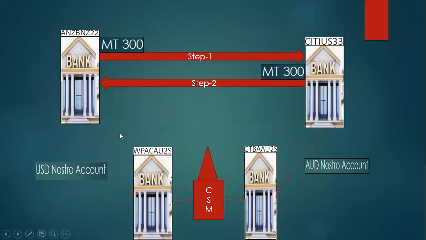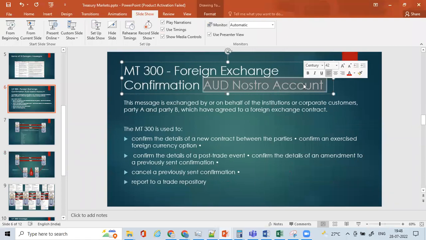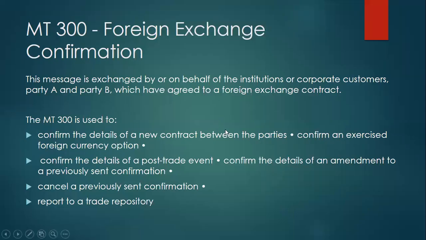This message is used for the foreign exchange confirmation, and this is used for other things as well. So let's understand the definition. This message is exchanged by or on behalf of the institutions or corporate customers, party A and party B, which have agreed to a foreign exchange contract. Only depending upon this foreign exchange contract, these messages can be sent by one party to another. It can be corporate customers or the institutions as well.